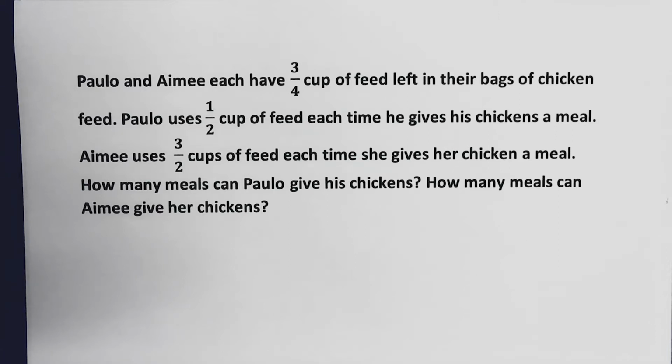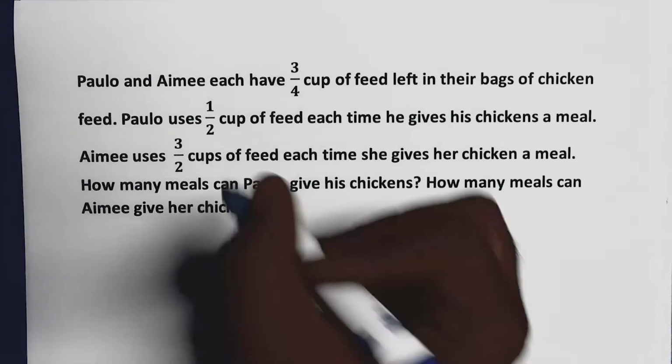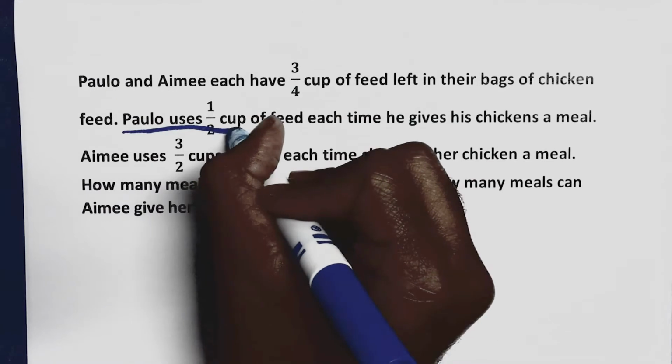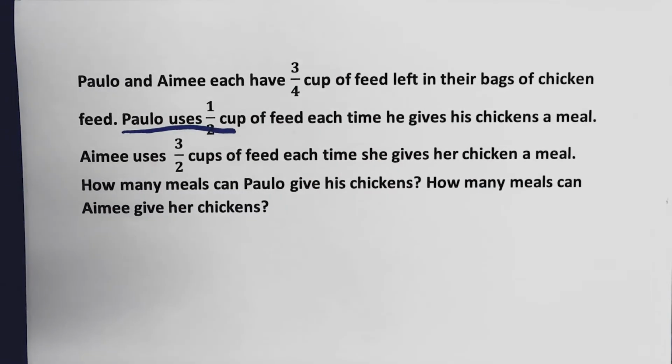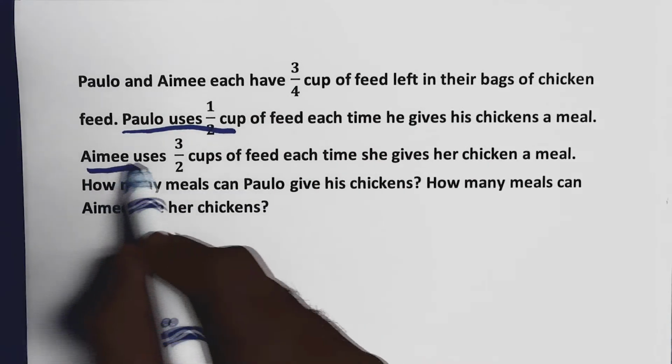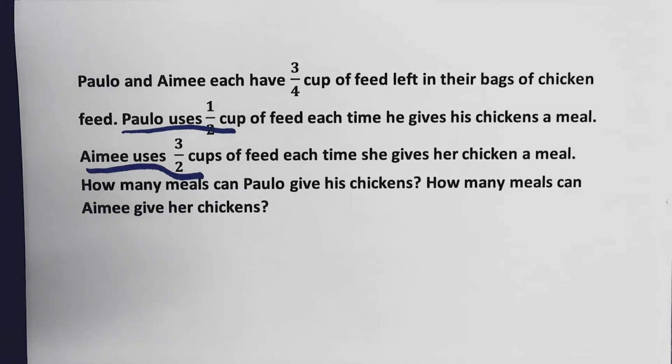Wow, that is a lot of information. Let's try to make some sense of this problem. Let's see who gives the chicken more feed. So let me underline what I know. I know that Paulo uses a half a cup of feed, and Amy uses 3/2 cups of feed, each time they give their chickens a meal.